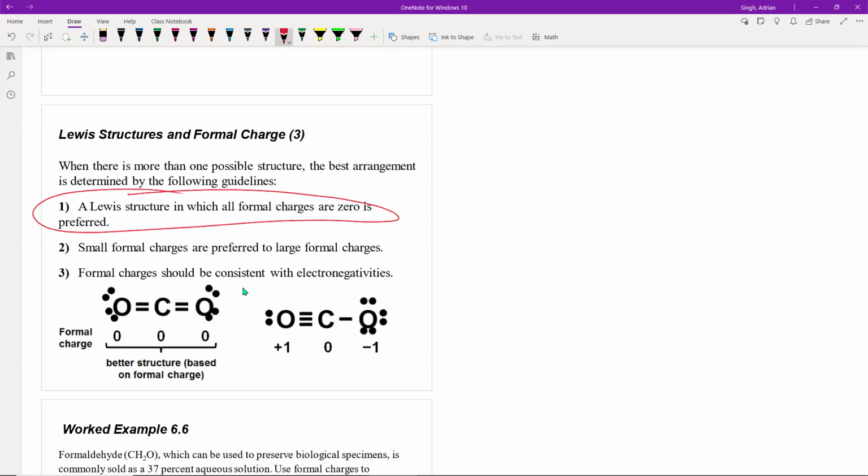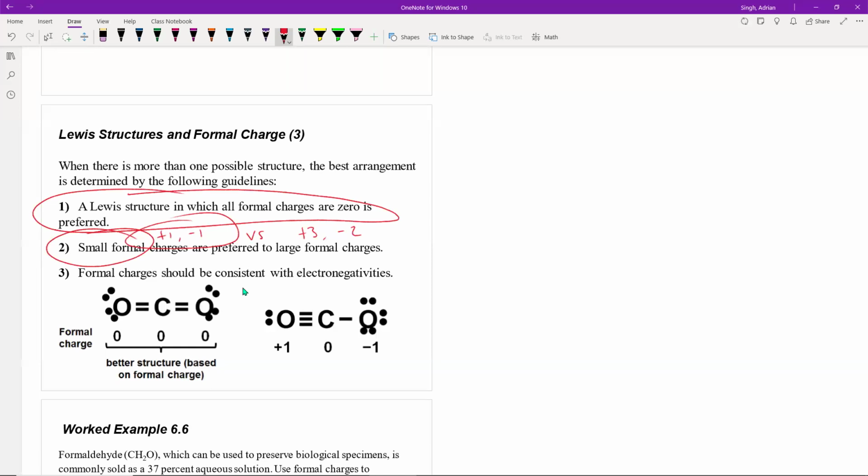That's preferred. If that's not the case, and we have to have formal charges, we would prefer to have small formal charges versus large ones. So for example, +1 or -1 versus +3 or -2, right? This is preferred. Lower, smaller charges are preferred.